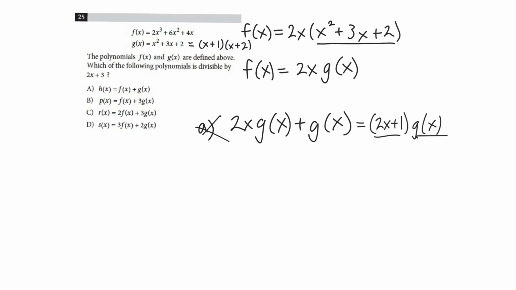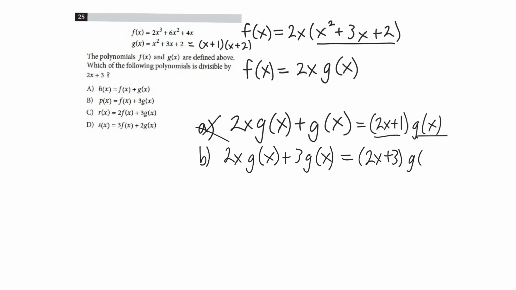How about B? B is going to be f of x. Well, f of x is 2x g of x plus 3 times g of x. Okay, well, if I factor out g of x, I'll be left with 2x plus 3 times g of x. 2x plus 3 is clearly a factor of 2x plus 3 times g of x, so B is our solution.